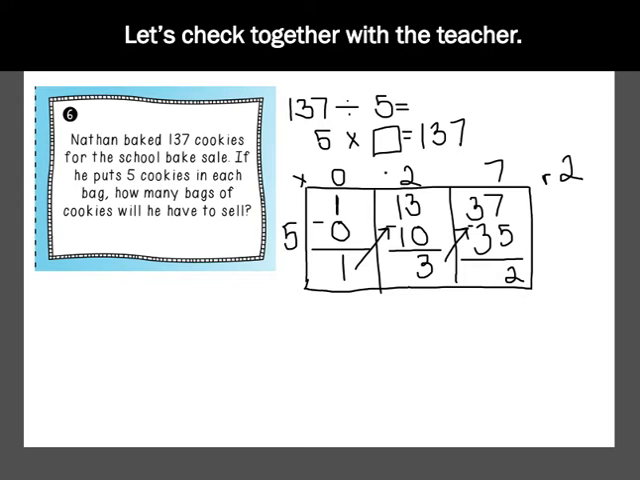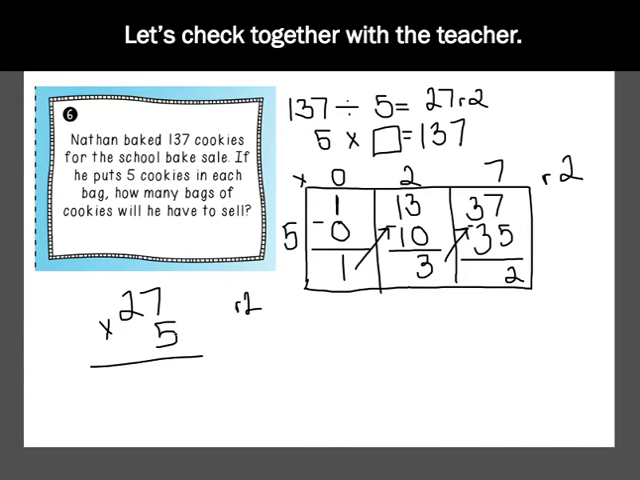Let's check our work. Right now we say that 5 times 27 and the remainder of 2 is what you get from this division problem. 137 divided by 5. Right now we say the answer is 27 with a remainder of 2 leftover cookies. We can check our work with multiplication. Let's come on down and do 27 times 5 and see what we come up with. Remember, we also over here need to remember we have a remainder of 2 to consider.